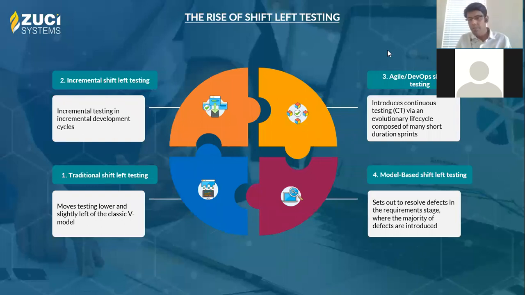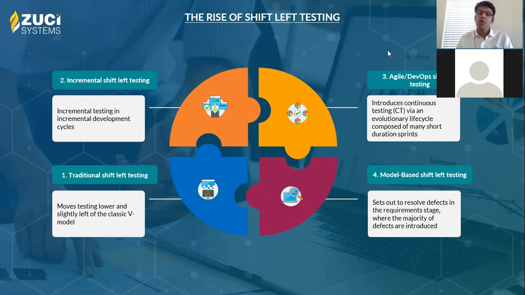Now, talking about shift left testing, there are a number of articles on how shift left testing helps. For example, there is a very nice article on Carnegie Mellon University's Software Engineering Institute website, where Donald Firesmith talks about 4 types of shift left testing, which I have tried to summarize here. There is traditional shift left testing, then incremental shift left testing, then the agile DevOps approach that we are doing right now, and slightly overlapping with it, model-based shift left testing. I will try to capture a quick snapshot of what these 4 types are.